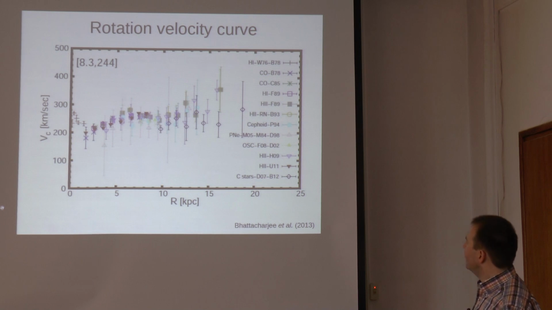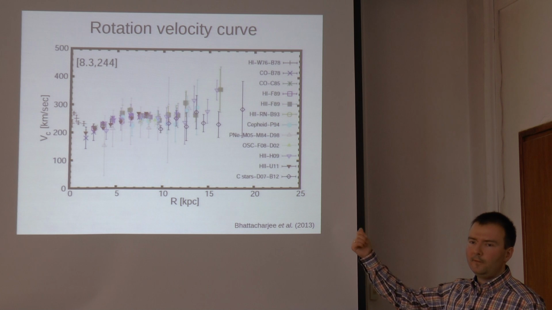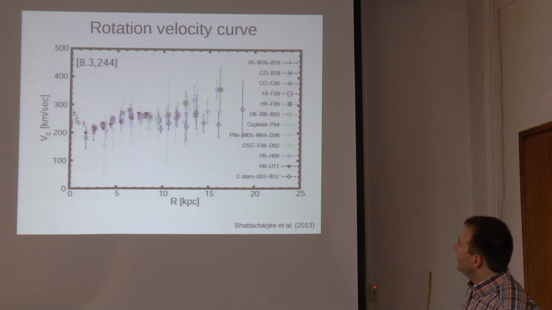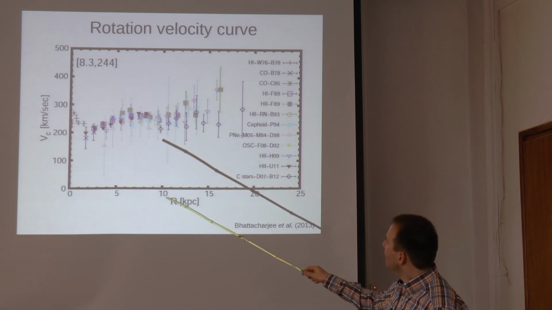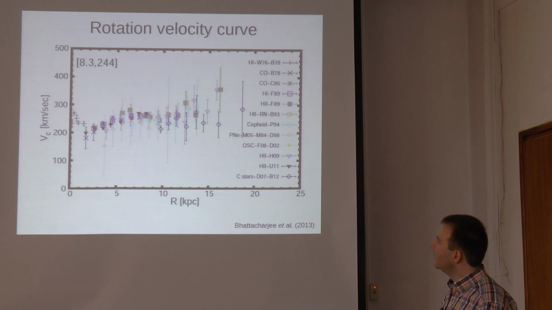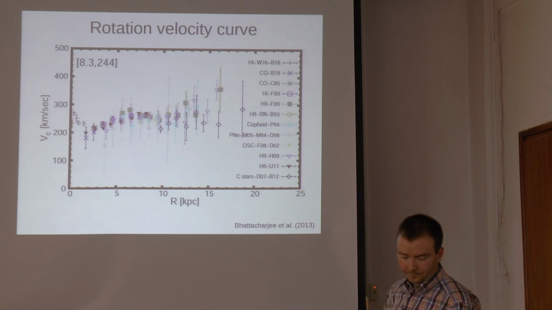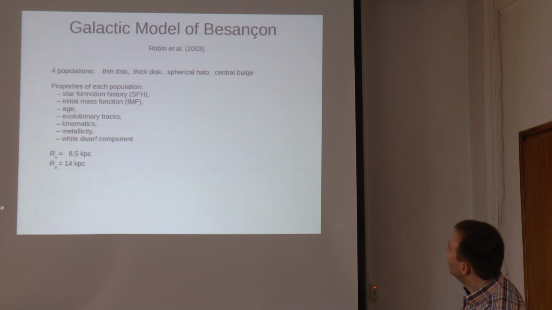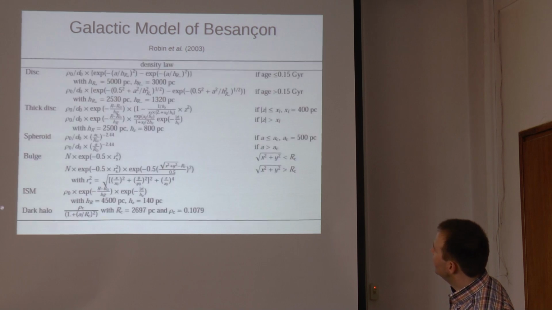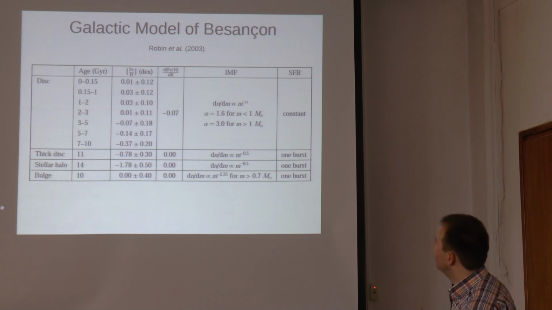And this is probably one of the most recent plots of the velocity curve. So you can see that it's flat, and this is from different, again, methods of measuring the velocity. And there are models of our galaxy. Maybe I will skip a little bit. So there are many assumptions, and the models are not perfect.